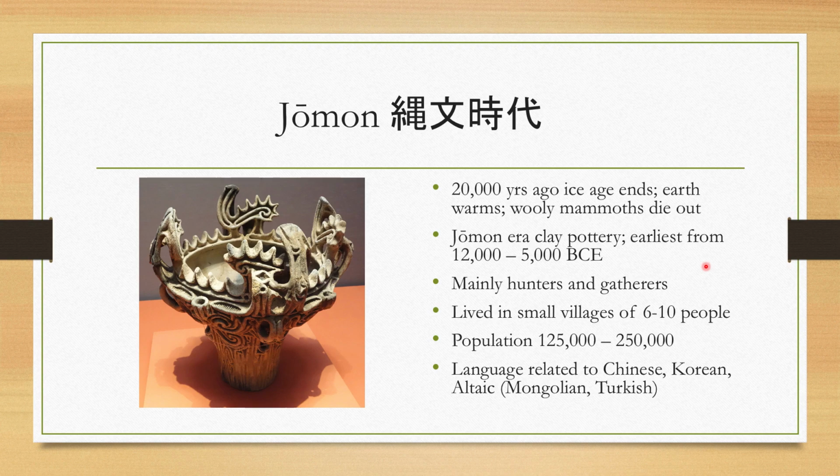And Jomon refers to the rope pattern pottery, and this is an example of this Jomon era pottery that was one of the distinctive features of people in this period in Japan. So because they made this kind of rope style pottery, we just call this period the Jomon period, from about 12,000 to 5,000 BCE. And people at this time were mainly hunters and gatherers.